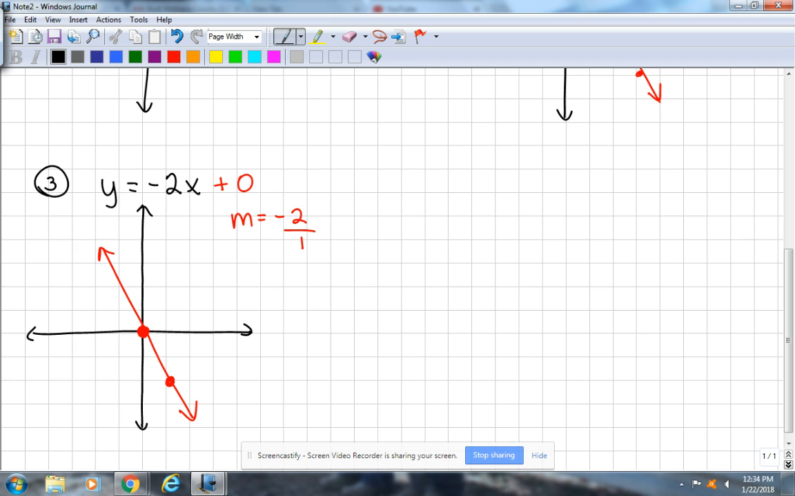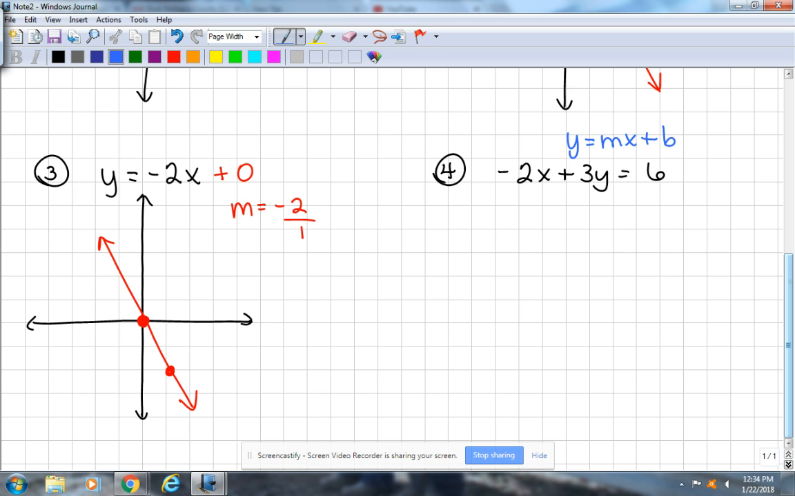So our next scenario will be an equation that is not in slope-intercept form. So let's use this one for example. All right, so our equation does not look like y equals mx plus b this time. So if our equation does not look like y equals mx plus b, then our first order of business will be to make it look like y equals mx plus b. So we're going to solve the equation for y.